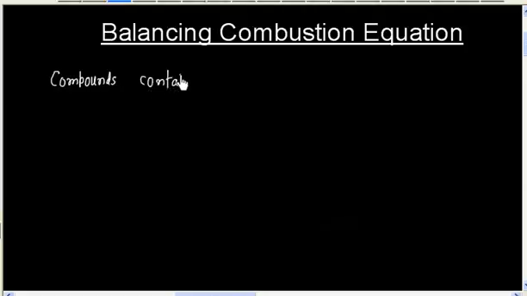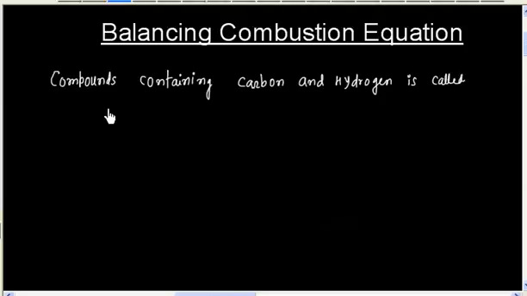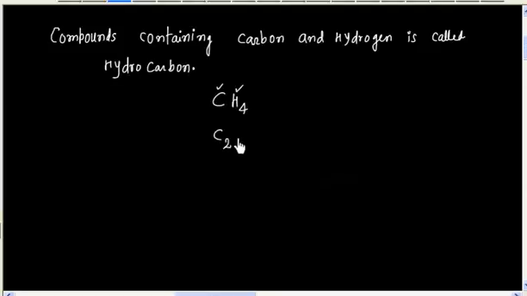Compounds containing carbon and hydrogen are called hydrocarbons. For example, CH4 is a hydrocarbon because it has carbon and hydrogen. We can have C2H6. This is also a hydrocarbon. C2H4 is a hydrocarbon. C2H2 is a hydrocarbon. So these all are hydrocarbons.